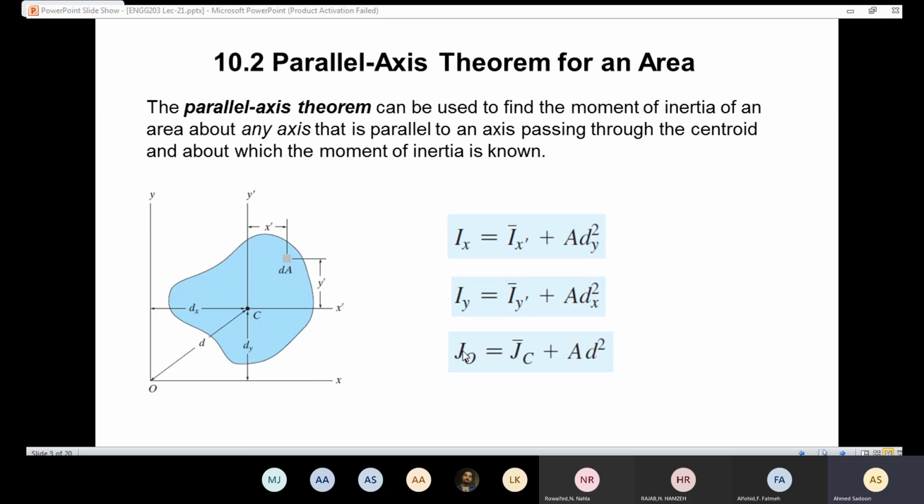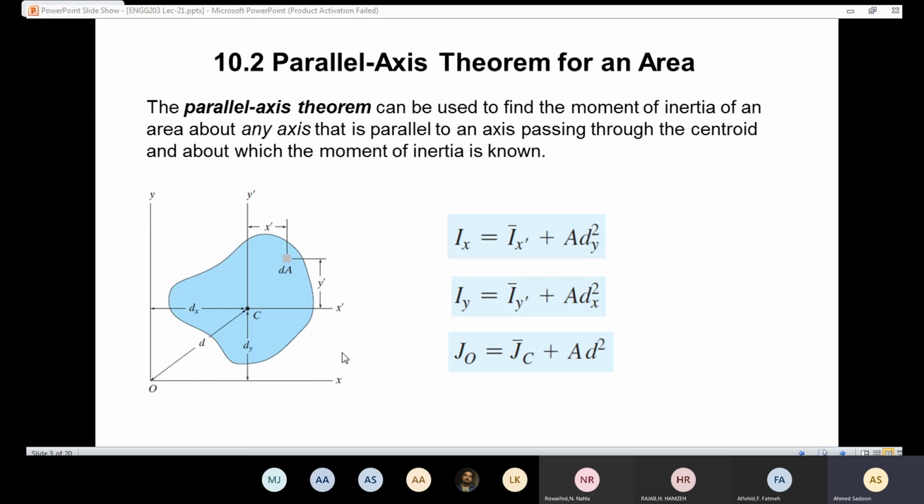Also, I can determine the polar moment of inertia using the same concept. So the polar moment here is going to be the polar moment about the centroid plus A d squared. D here is the distance between the axis of the polar moment and the centroid. So now we have two concepts.